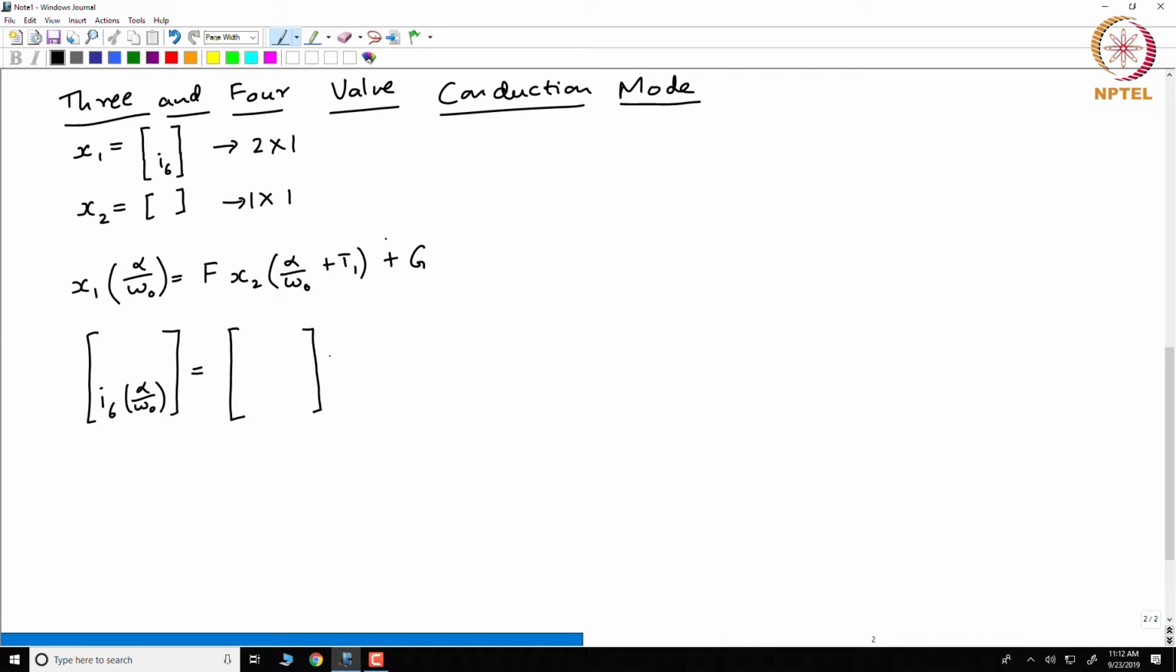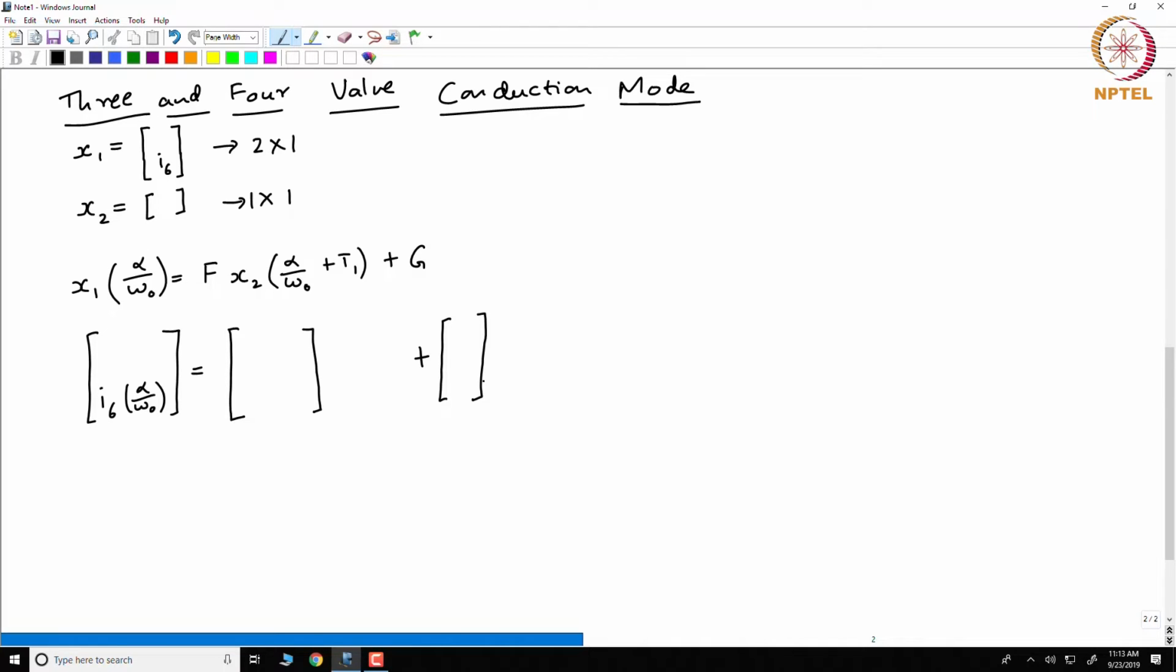So this is a 2 cross 1 matrix into X2. Okay. So I have to find X2. So I will fill that X2 here. Plus I will multiply this matrix F by X2 plus G. What is the size of G? 2 cross 1. Okay.